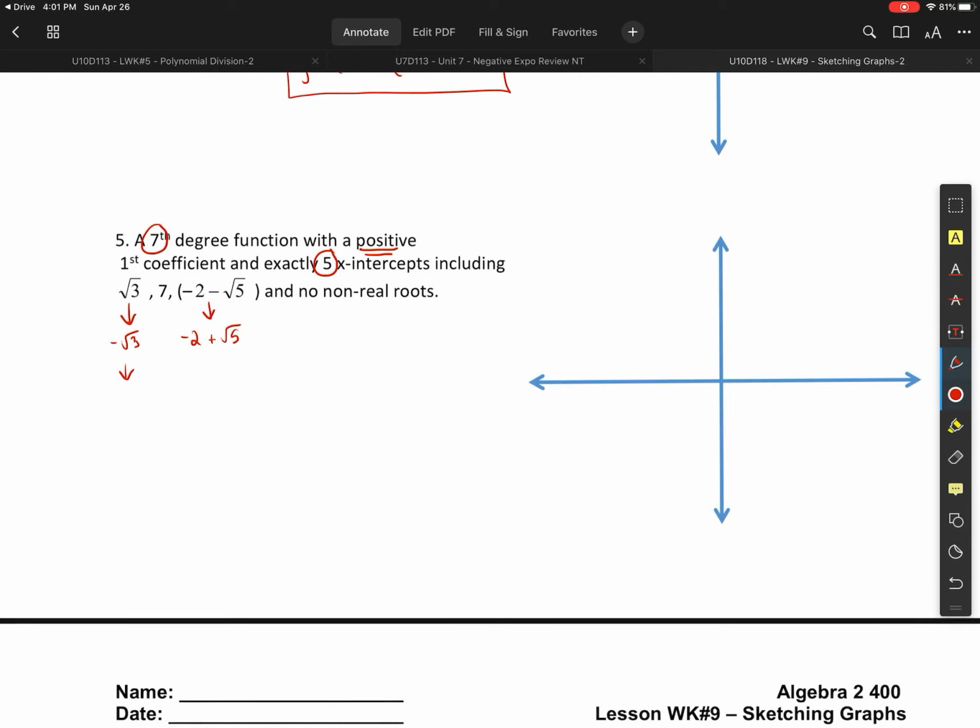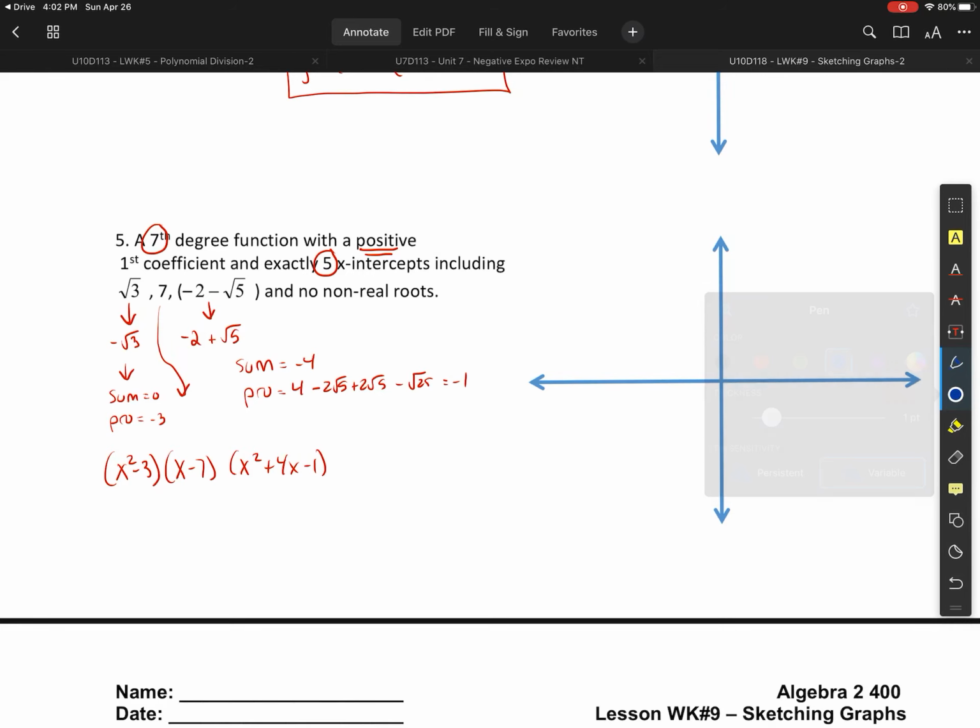Perfect. All right, so from here, sum 0, product negative 3, x squared minus 3. From 7, what do we got? x minus 7. Sum, negative 4. Product, what do we got? We got 4 minus 2 rad 5 plus 2 rad 5 minus rad 25, for negative 1. x squared plus 4x minus 1.